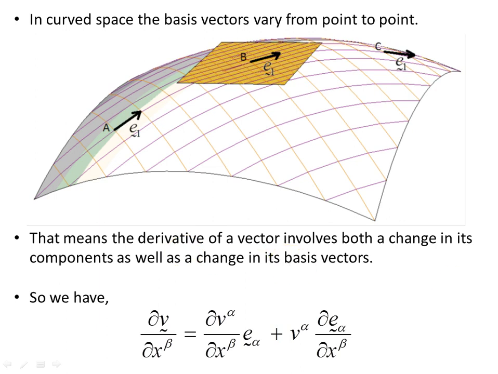So that means the derivative of the vector involves both a change in its components as well as a change in its basis vector. So we end up with the partial derivative of the vector is this object here. So that's the derivative of the vector.